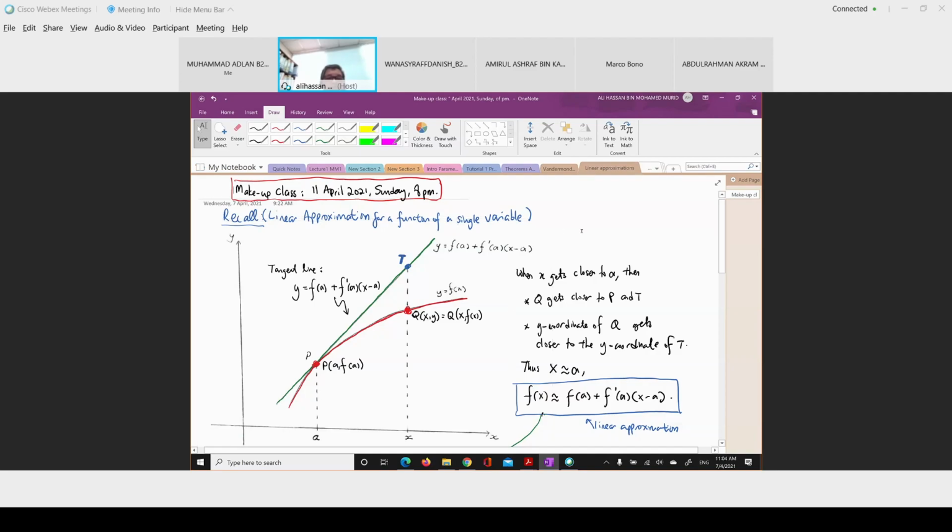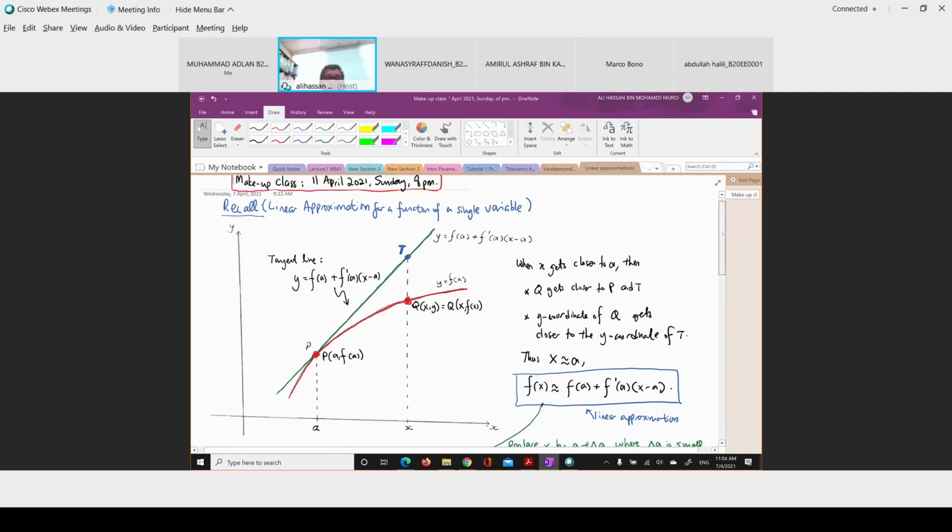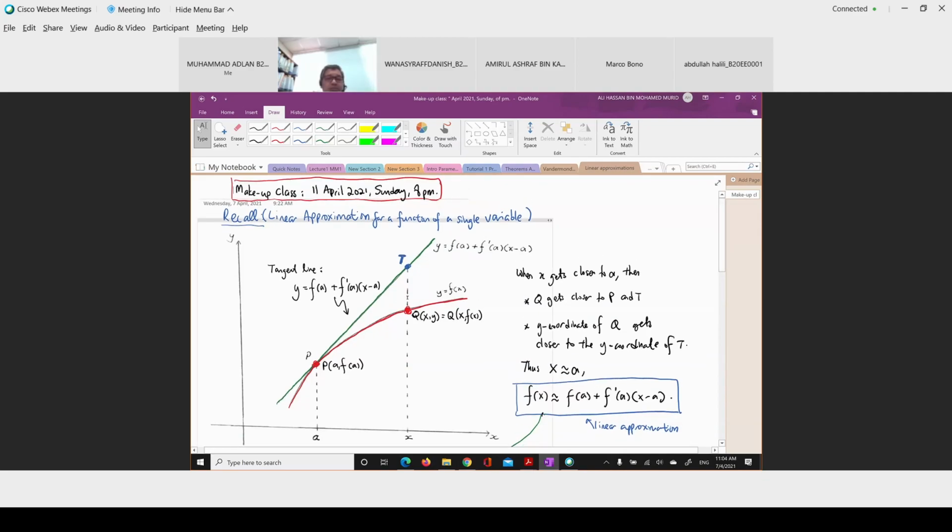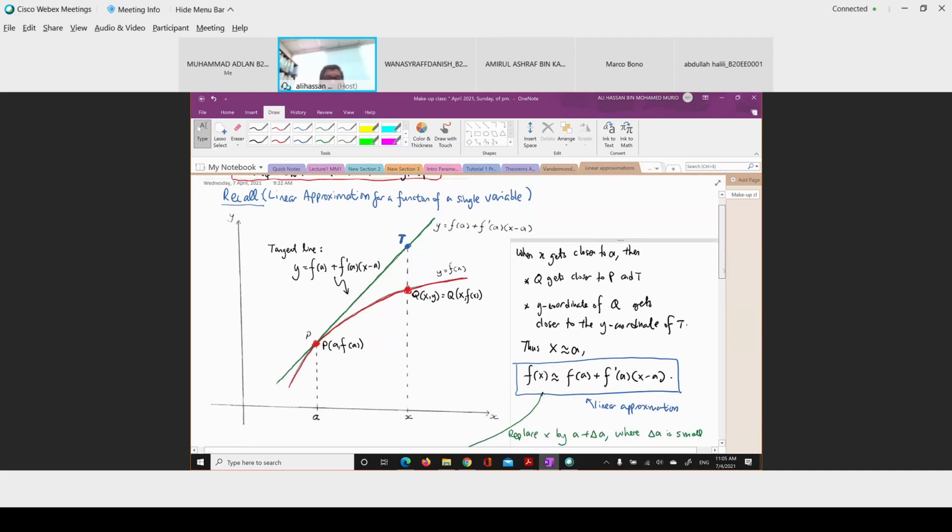Partial derivatives here. So one application is called the linear approximation of a function of a single variable. So let's see what this linear approximation is for a function of a single variable. I believe you have learned this before, so let's review this, and then we see the extension of the idea to a function of two variables here.